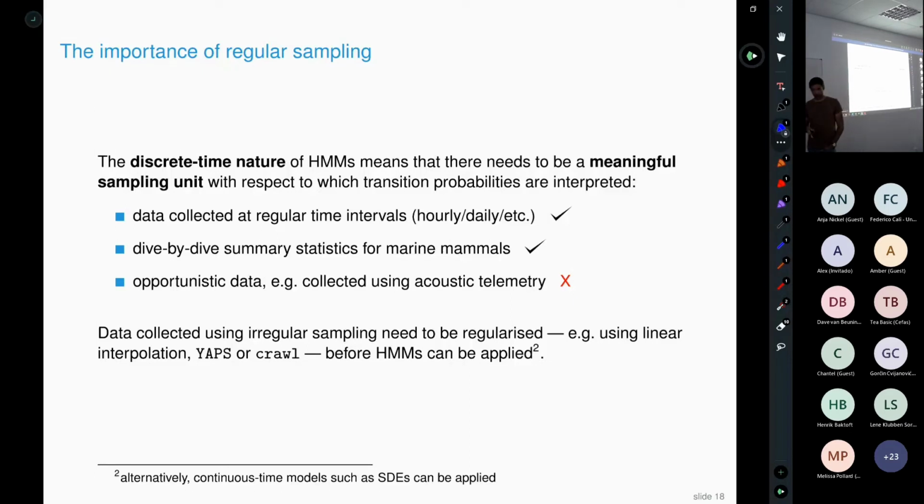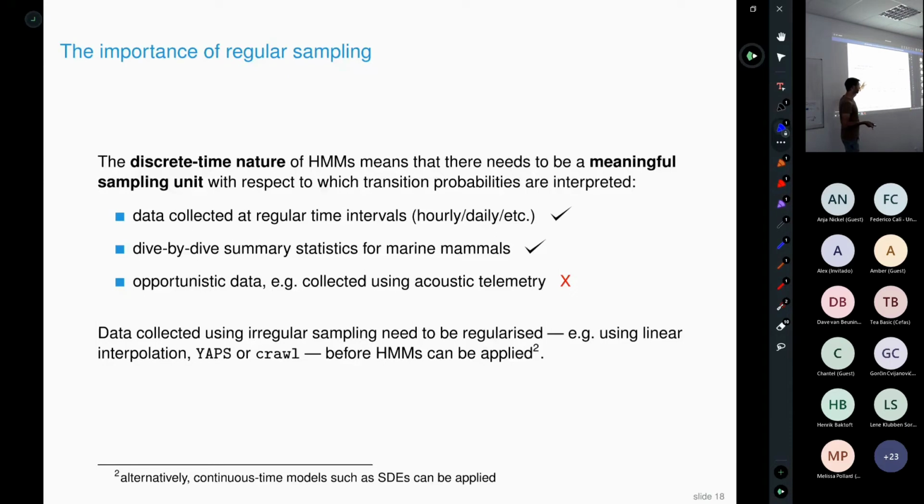Because those transition probabilities, the probability of switching from state 1 to state 2, for example, need to be interpreted relative to the sampling unit. If I have a probability of 17% of switching from state 1 to state 2, that's the probability of switching over a 1 hour time period. But if that time period is variable, sometimes 2 minutes, sometimes 17 minutes, sometimes an hour, we don't have a meaningful interpretation of these transition probabilities. So we need regularly sampled data. Hourly data, once per minute, 20 hertz, whatever, as long as the time intervals between observations are the same length. That's nice.